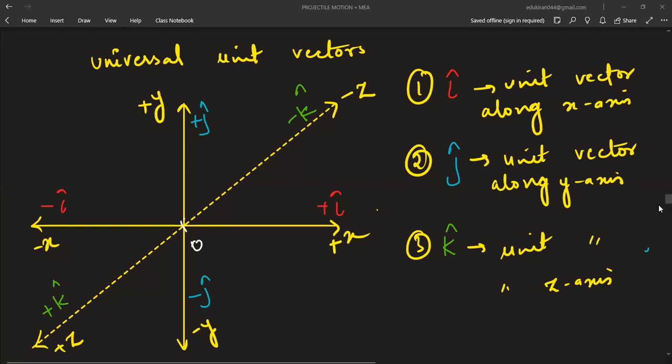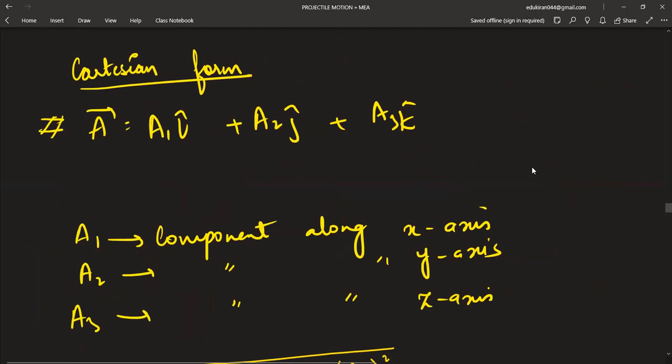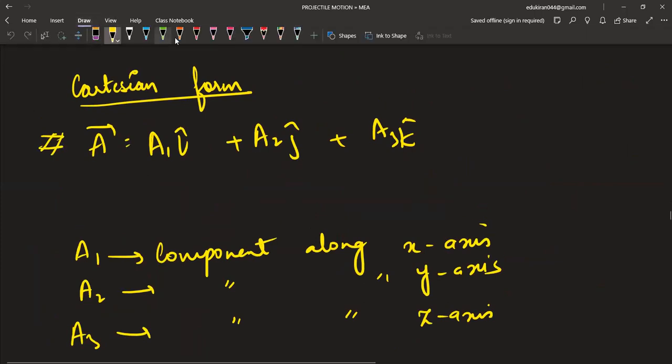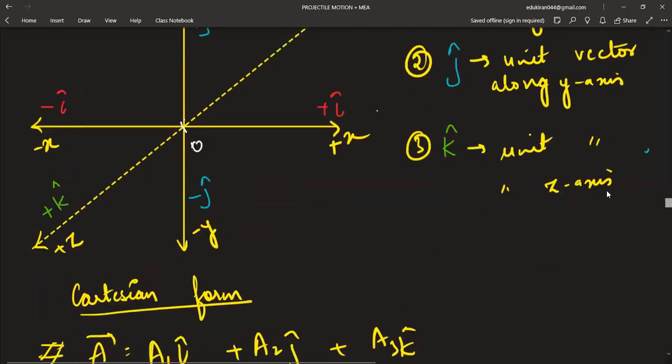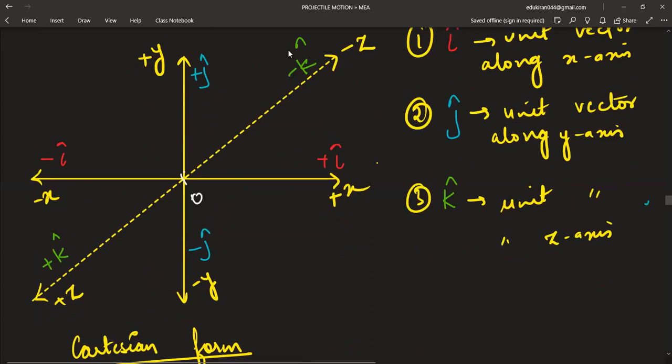So unit vectors, let us quickly complete it. See, what is this Cartesian system? Cartesian system is a way of writing. Now, we have discussed that we have three: I cap, J cap, K cap, positive, negative, positive, negative, positive, negative, depends upon the axis.